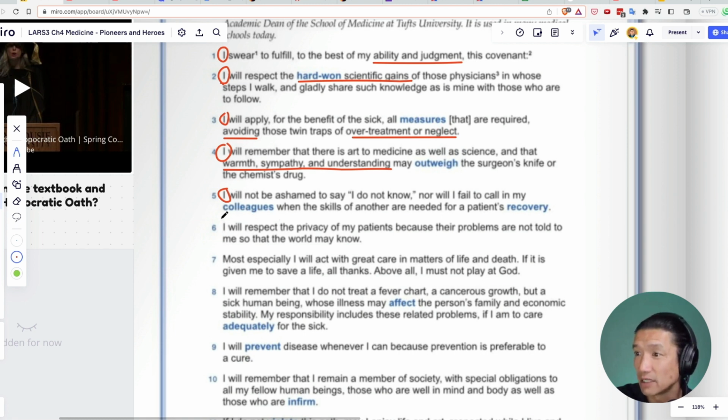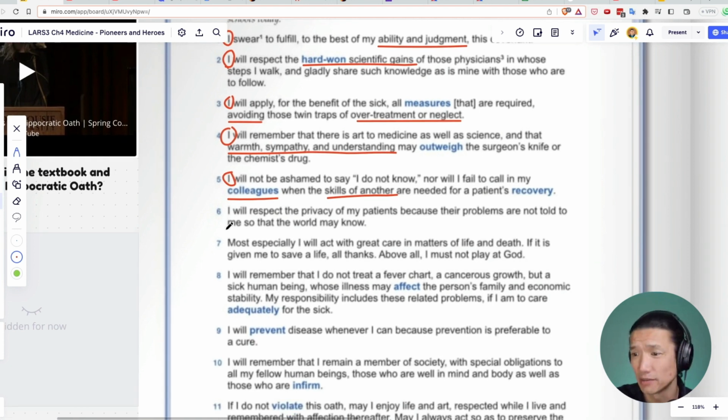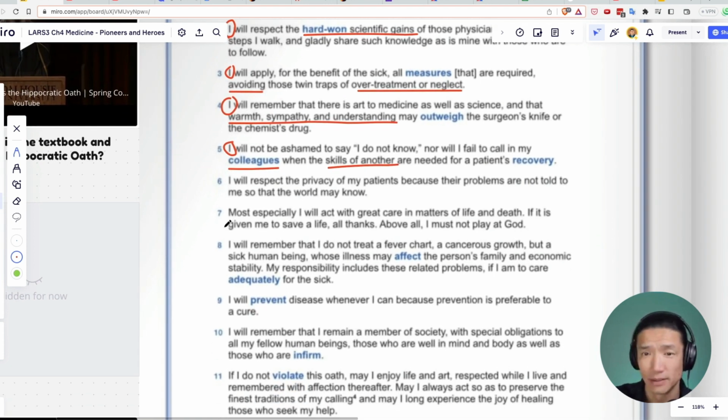I will not be ashamed to say I do not know, nor will I fail to call in my colleagues when the skills of another are needed for a patient's recovery. Colleagues, skills of another, right? Don't try to do everything on your own, guys. Get help. The most courageous thing you can do is ask for help. Okay? It's not the weakest thing.